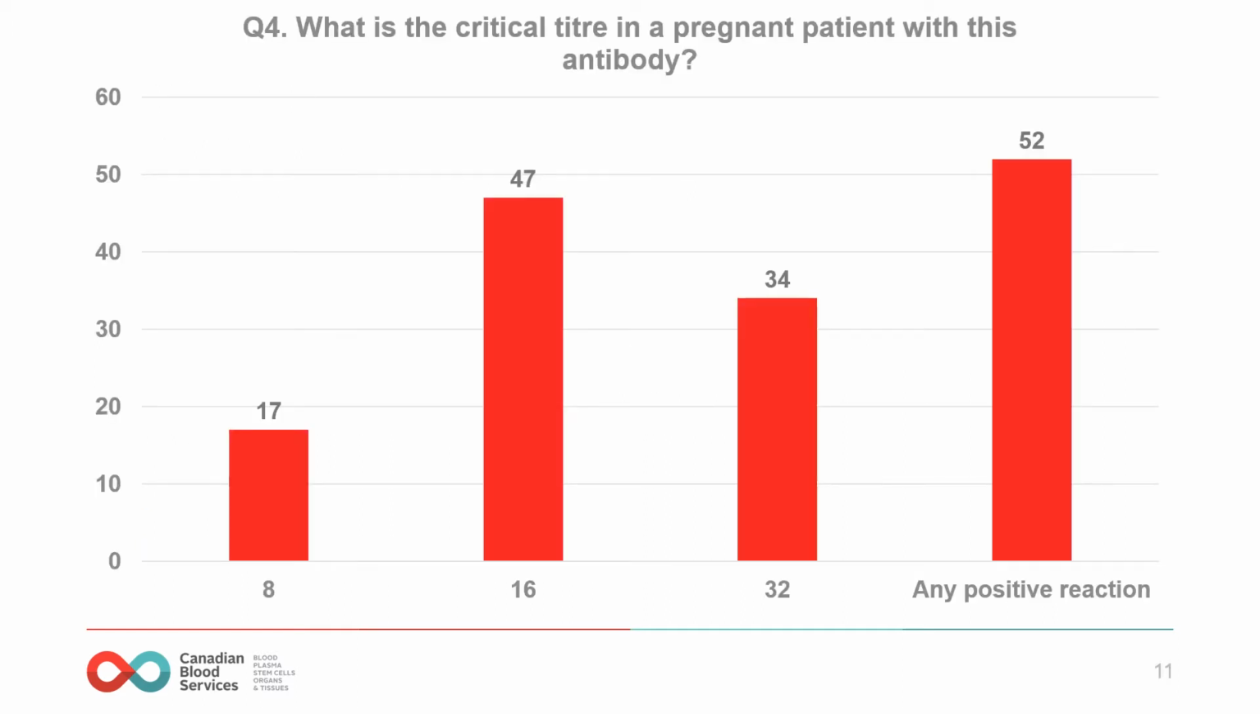So we asked the responders or participants this question: what is the critical titer in a pregnant patient with this antibody? Most of the participants replied any positive reaction. Some also replied titer of 8, 16, and 32. But in Canadian Blood Services Reference Lab, anything that is positive is considered critical, and we refer them for monitoring to high risk.